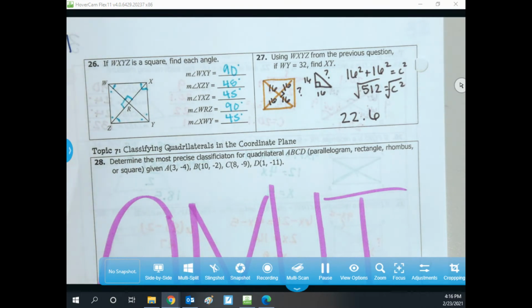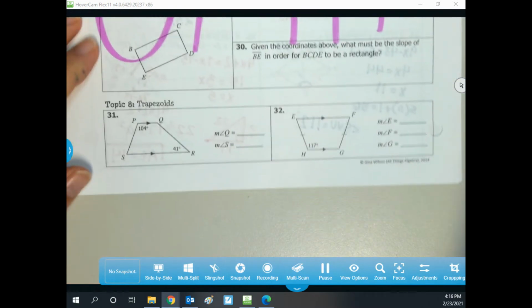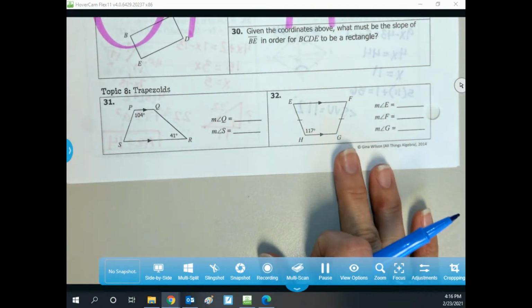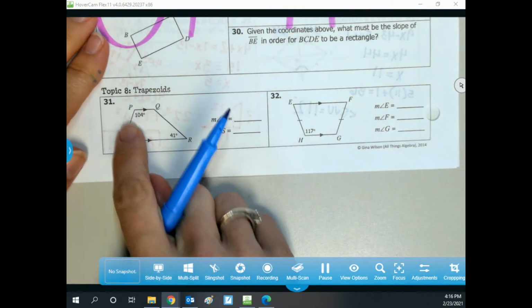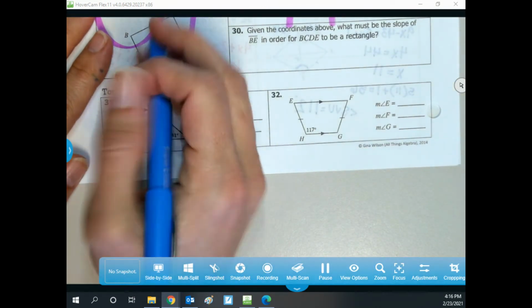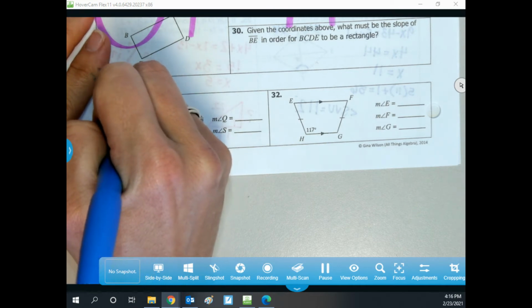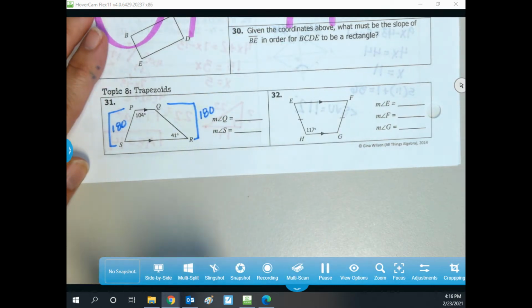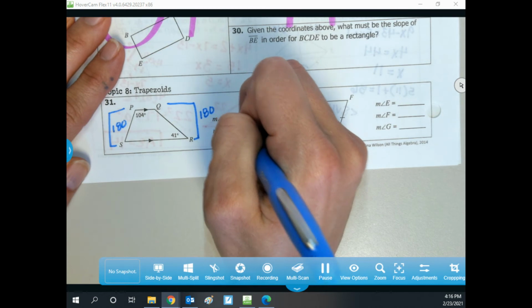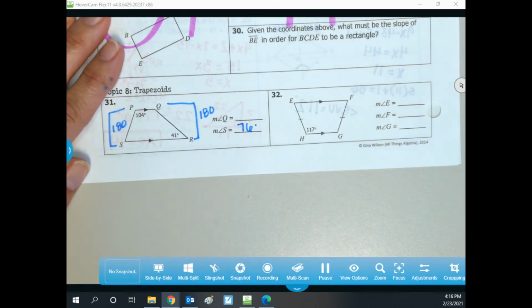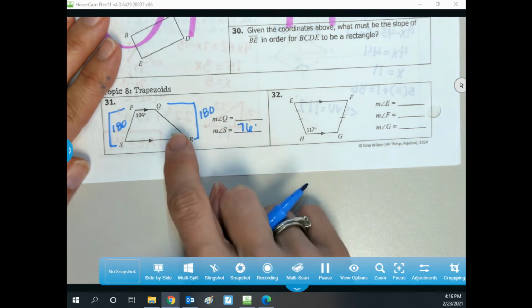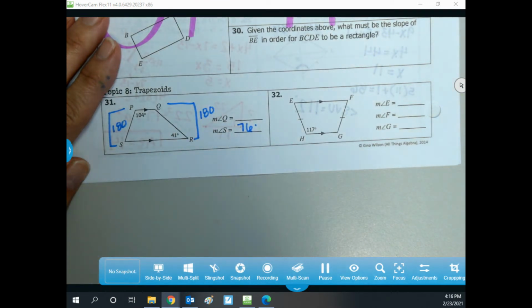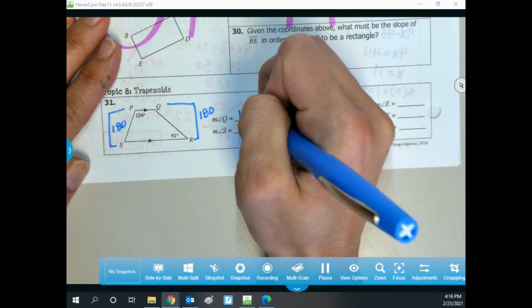All right, next is trapezoids. So let's take a look at the trapezoids down here. All right, so we've got 104 here and 41 here. Remember that these two pieces have to add up to be 180, and these two pieces have to add up to be 180. So 180 minus 104 will give us angle S, which is, hopefully you chose 76 degrees. And then find angle Q. 180 minus 41 is 139 degrees. So hopefully you put that for angle Q.